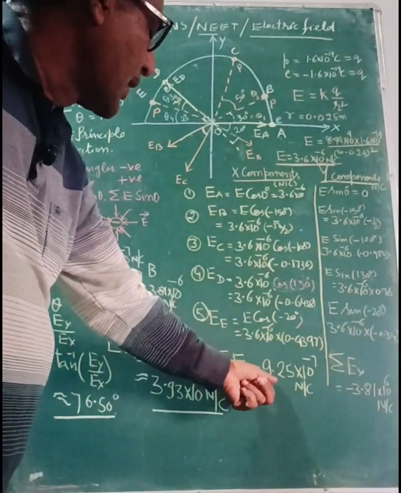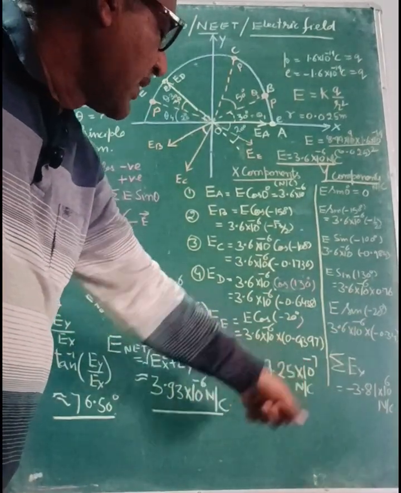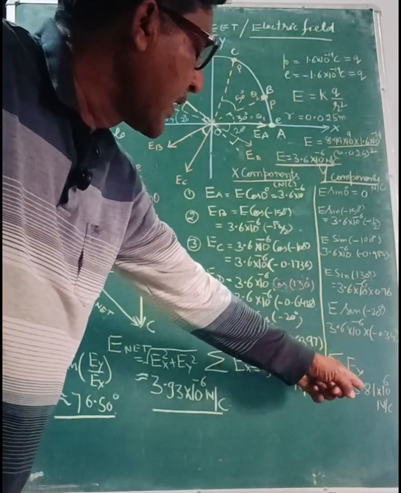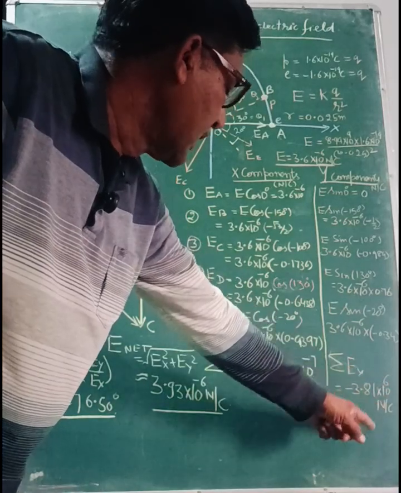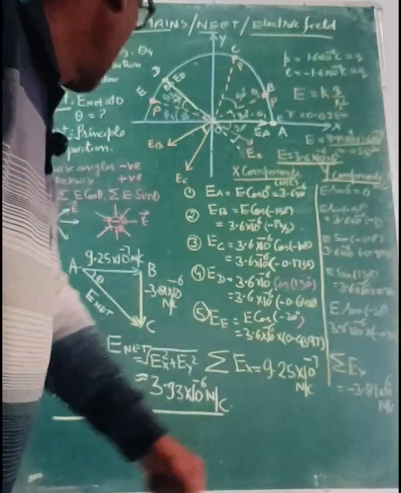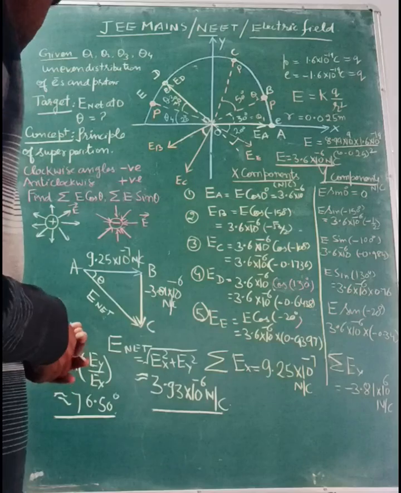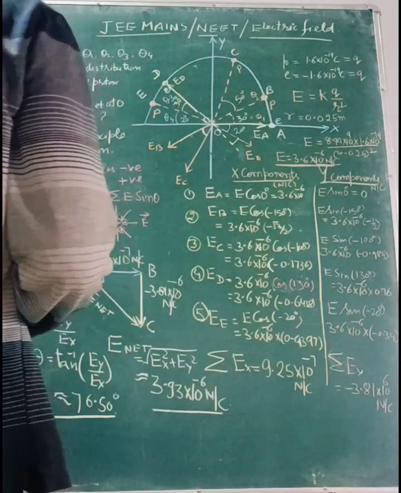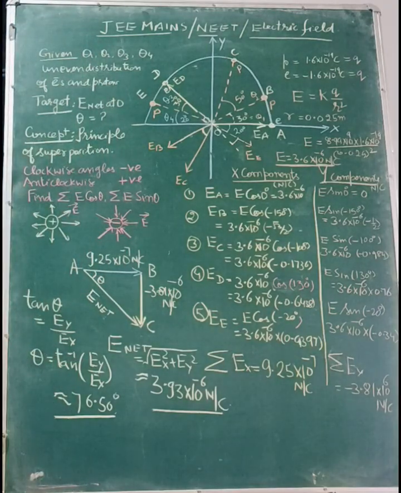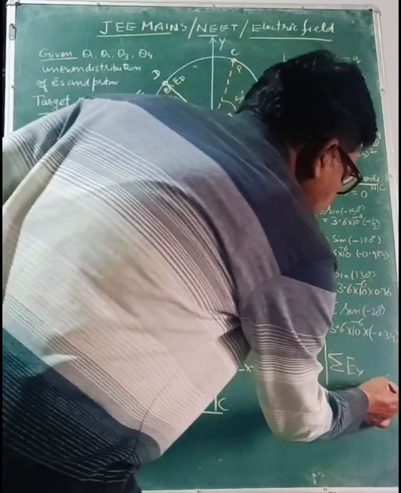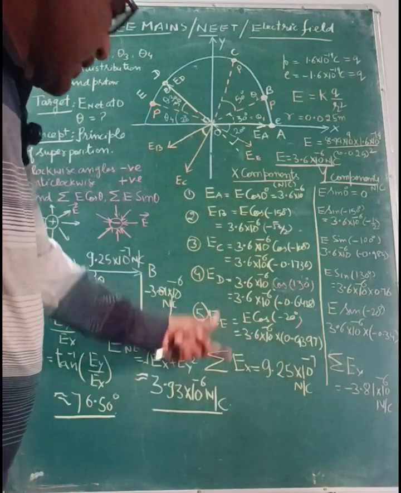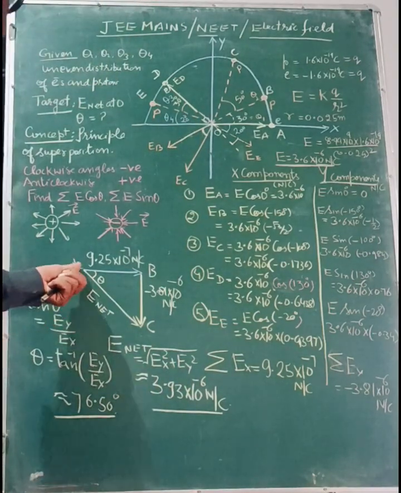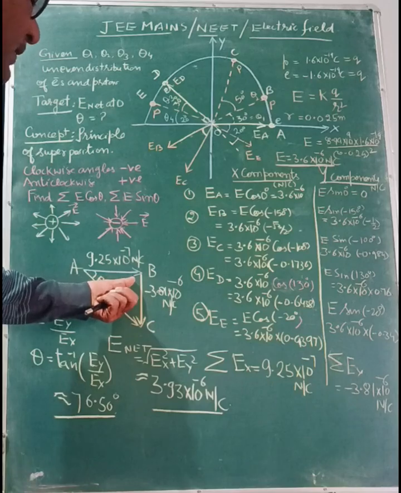The Ex comes out to be 9.25 × 10^-7 Newton per coulomb. Ey comes out to be minus 3.8 × 10^-6 Newton per coulomb. ये माइनस यहाँ पर माइनस लिखे हैं हम. This is minus. We can write it, this is minus. इसकी करेक्शन कर लीजिएगा. So at this point we can reduce this to electric field like this way. This is the horizontal component, this is the vertical component.